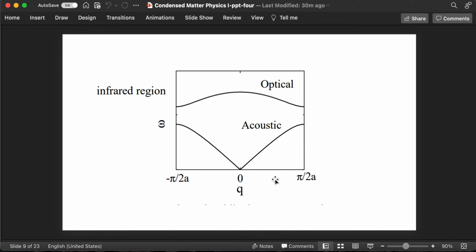The lower branch is called the acoustic branch, and the upper branch is called the optical branch, and the frequencies lie in the infrared region, and some of the modes in the optical region can result in polarization of a solid if the two atoms are plus and minus in each Bravais lattice point. If two atoms are plus and minus, I can have a polarization wave traveling through the solid. So the electromagnetic wave, at least a part of the electromagnetic wave, can travel through the solid for the optical modes, as we shall see now.